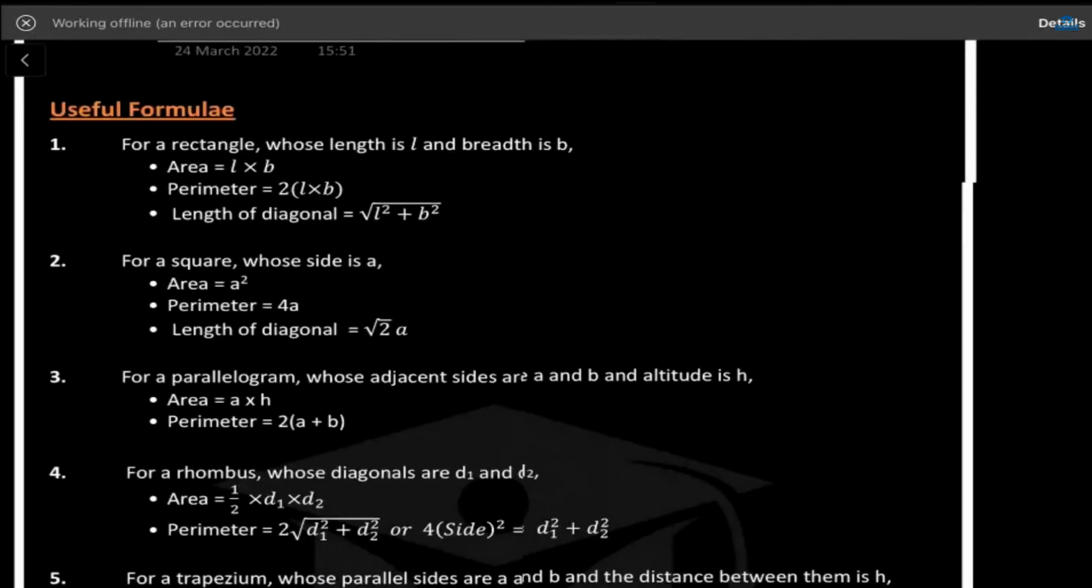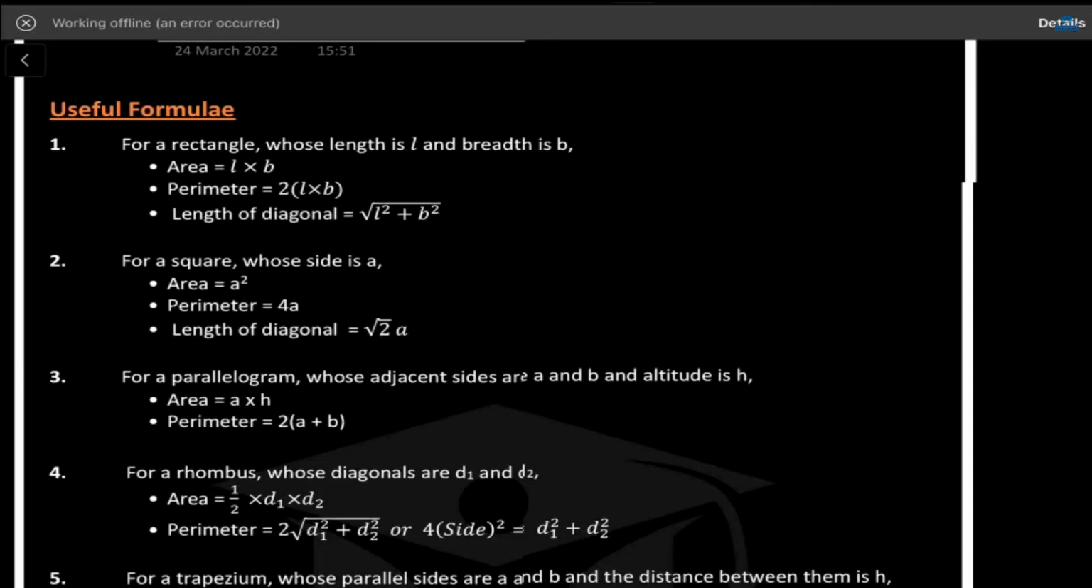Before moving to another question, let's see some of the useful formulas, the mensuration formulas, that you have been using till now. For a rectangle whose length is L and breadth is B, the area will be length into breadth, L into B.